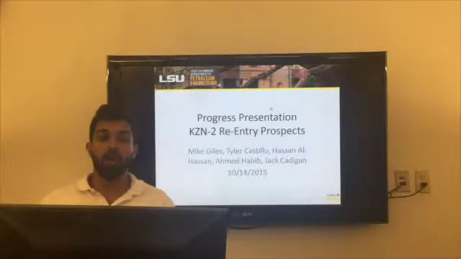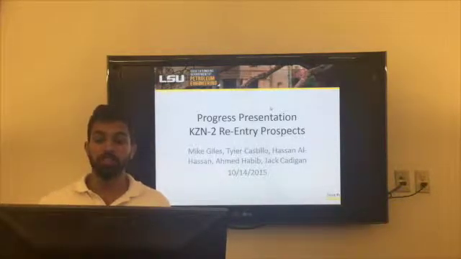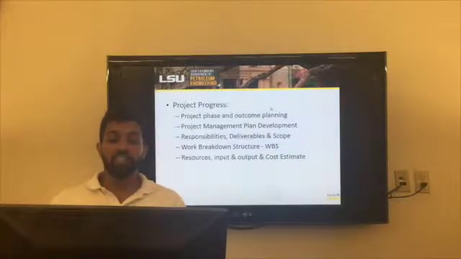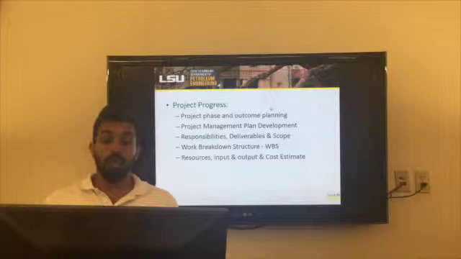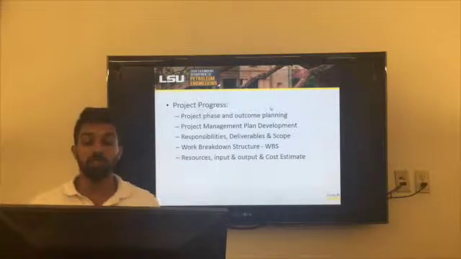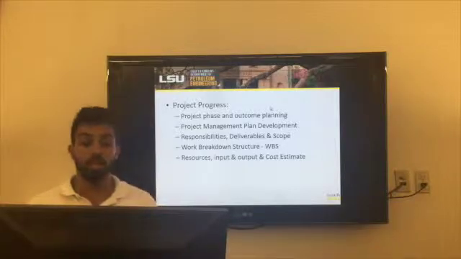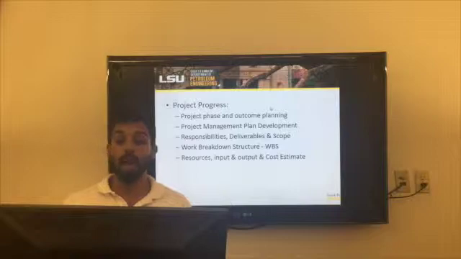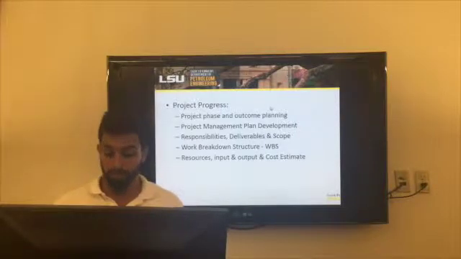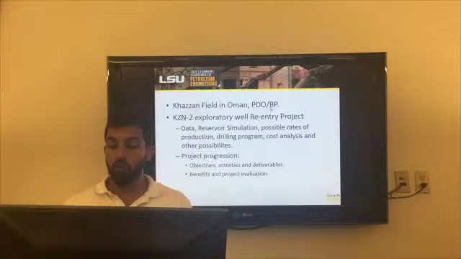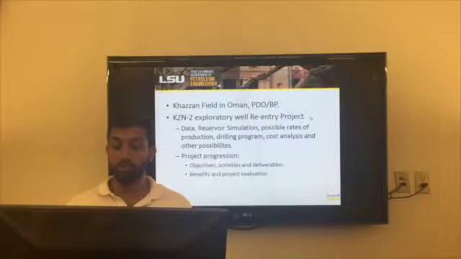Today we're going to discuss the progress for our project Khazan-2 Re-Entry Prospects. The project progress discusses the phase and the outcome planning, the project management plan development, responsibilities, deliverables, and scope of our project, the work breakdown structure, and the resources in addition to the inputs and outputs and cost estimate towards the project. The data gathered on this well has been collected to evaluate the well Khazan-2 and decide whether it is economical to re-enter it or not.